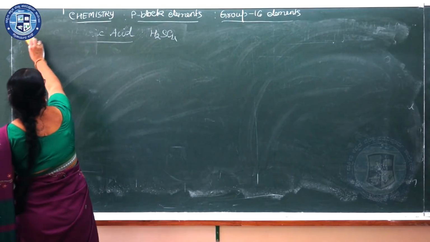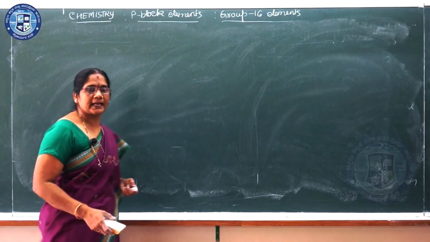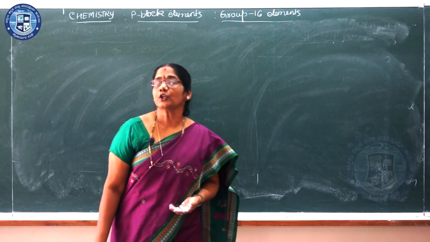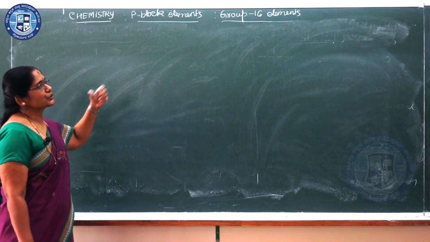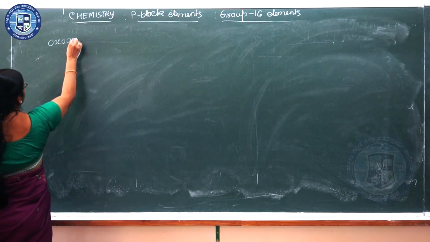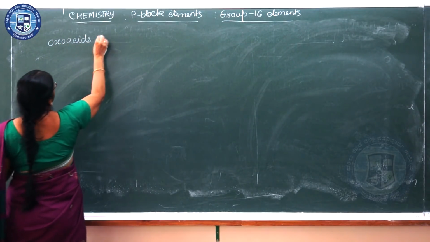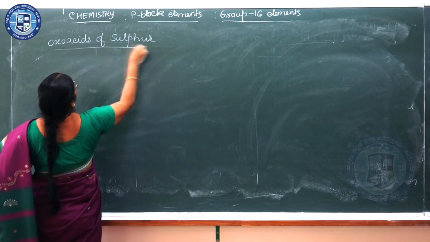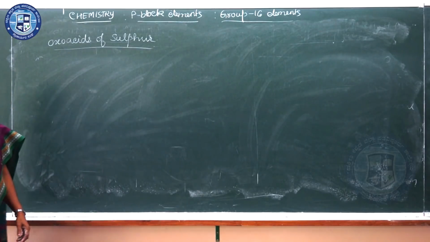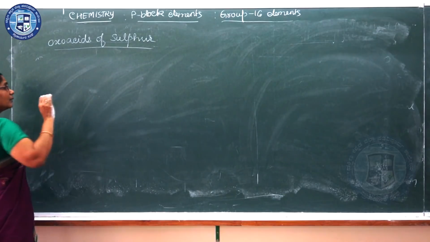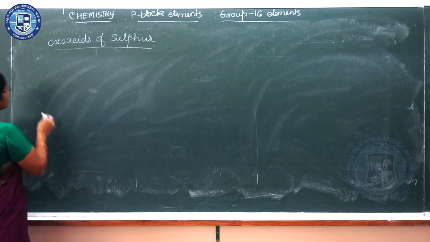So we have now studied sulfuric acid, its physical and chemical properties and uses. Now the last portion in group 16 elements is oxo acids of sulfur. There are many oxo acids of sulfur, about which I will discuss only 4 of them, regarding only their structures.